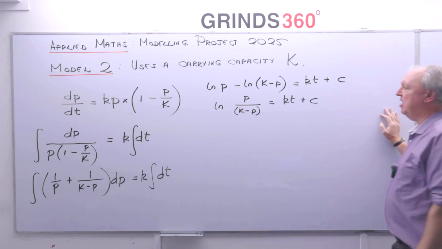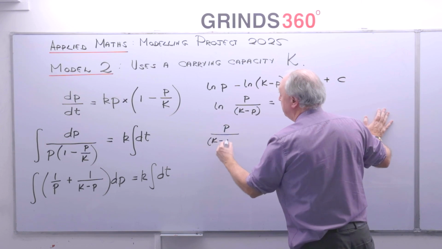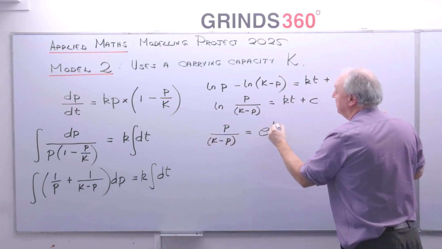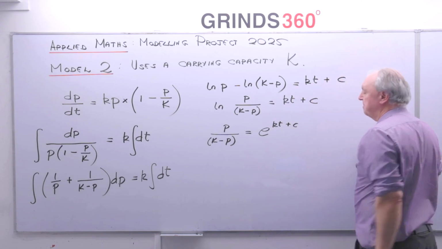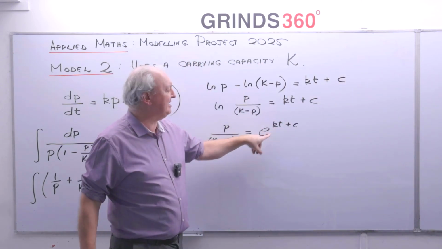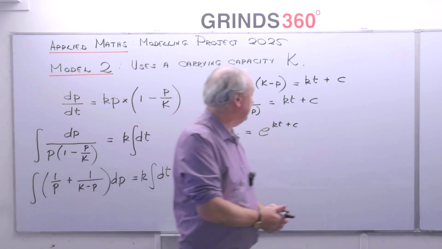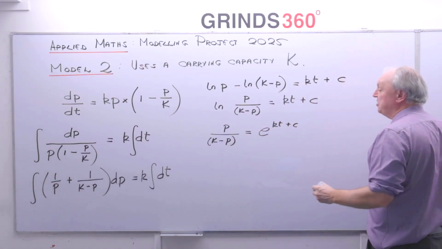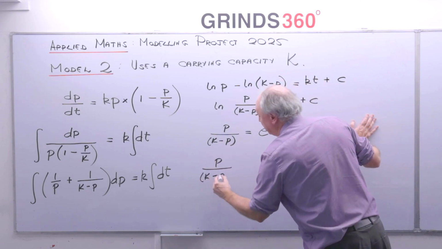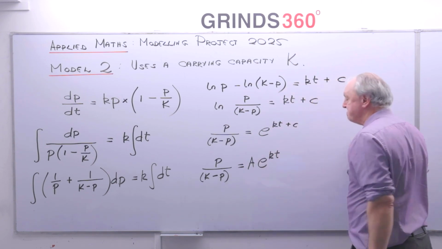Let me escape from logs. So p over k minus p is equal to e to the power of kt plus c. And remember, we did this before. So that's e to the power of kt times e to the power of c. And e to the power of c is just another constant. So I incorporate it into a single constant like a, capital A. So it's equal to A times e to the power of kt.